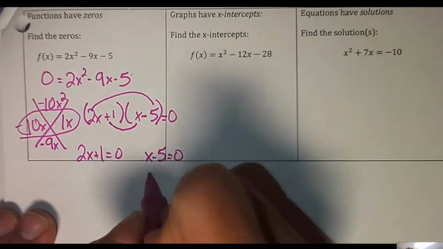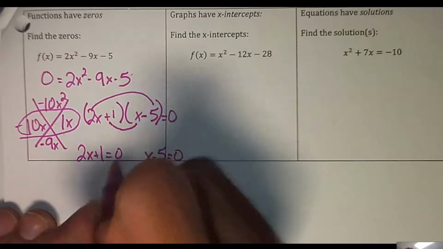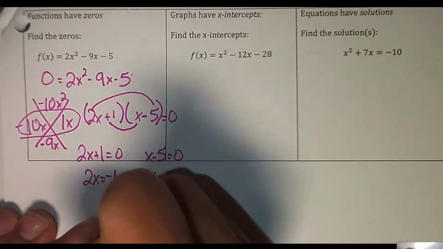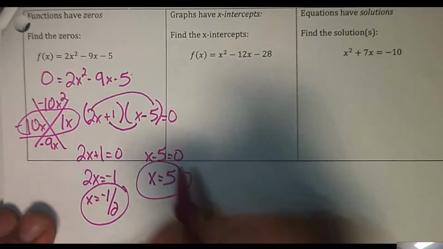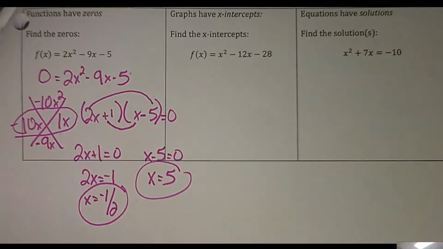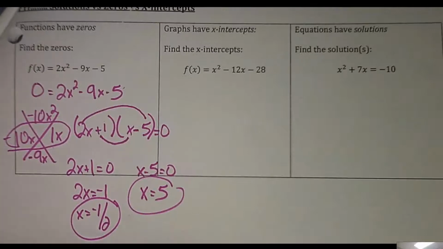This one is your simpler one. That's 5. Here I would subtract 1. Then I would divide by 2 and get negative 1/2. So these are called the zeros. They're also called the x-intercepts. So again, an x-intercept is when y is 0.